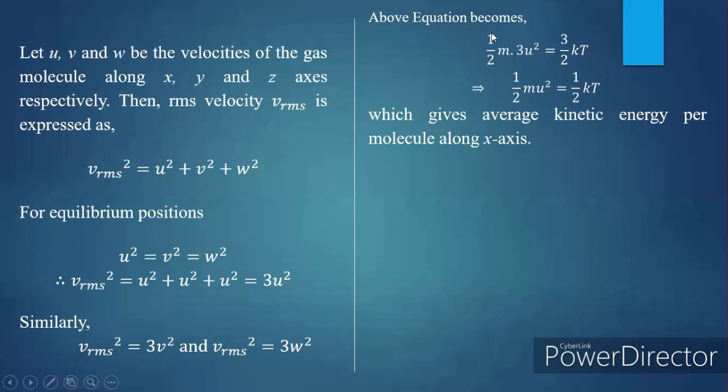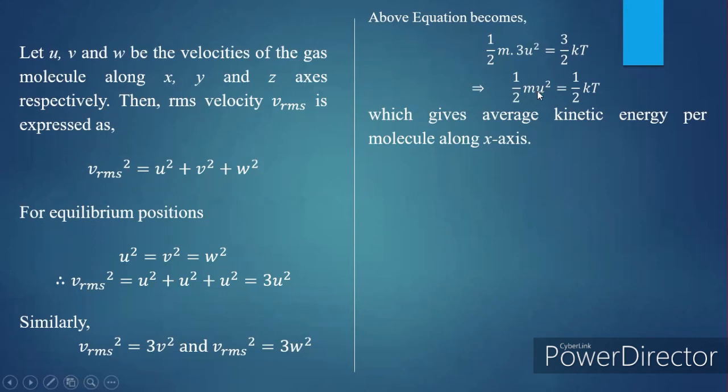If you substitute in the above equation, 1 by 2 into m into NA into VRMS, rearrange, you get 1 by 2 m into 3U square equal to 3 by 2 kT. Then 3 gets cancelled. You will get 1 by 2 m U square is equal to half kT. What is this 1 by 2 m U square? It is the kinetic energy along the x-axis.